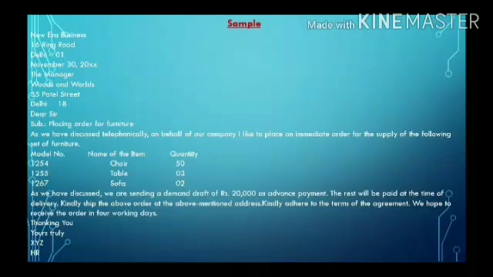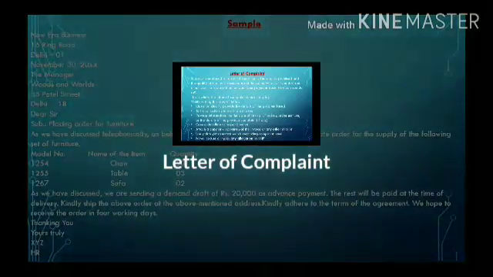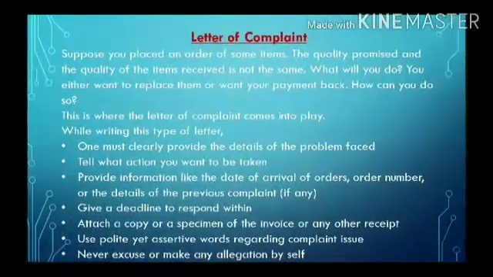See here, chair, quantity how many, 50 pieces. Table, you want 3 pieces. Then you have sofa, that is 2 pieces you want, right? You have mentioned that. Then after that, your mode of payment, you're saying that I'll be giving you advance 20,000. Fine, you'll be giving them 20,000 advance and later after the delivery of the goods you'll be giving the rest of the amount. Now let's look at letter of complaint.